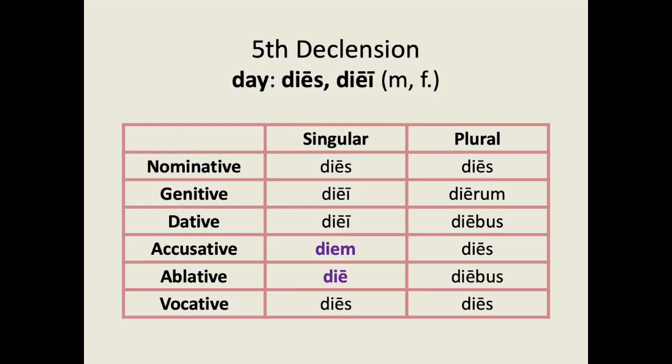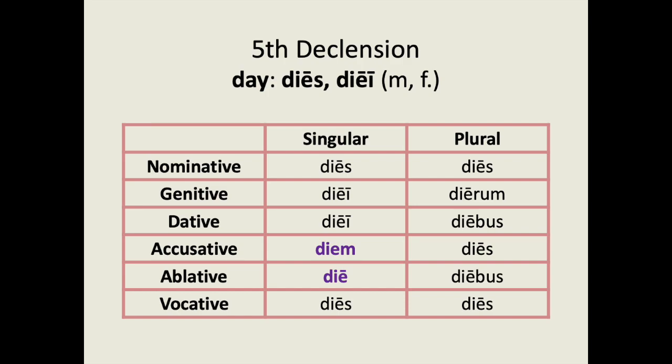So there's one very important word we need to consider when looking at expressing dates in Latin, and that is the word dies, which is the word for a day. Here it is in both its singular and plural forms for all 6 cases. We have dies, die, die, diem, die, dies, and in the plural we have dies, dierum, diebus, dies, diebus, dies.